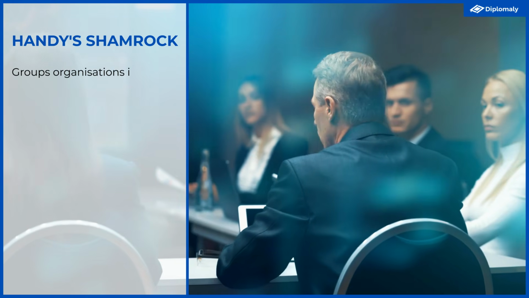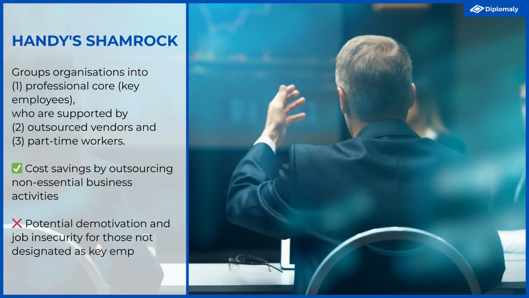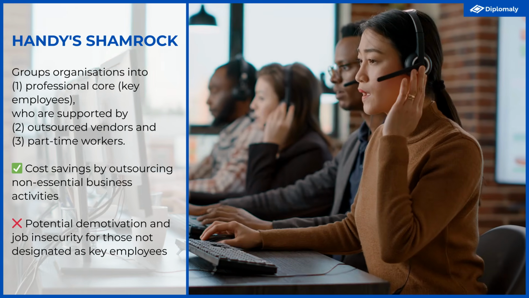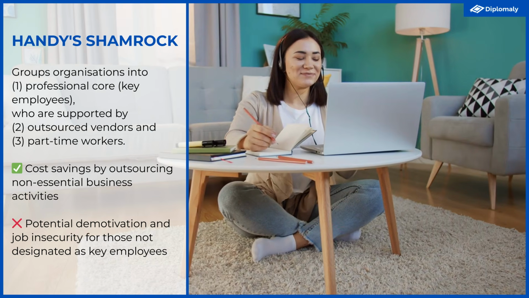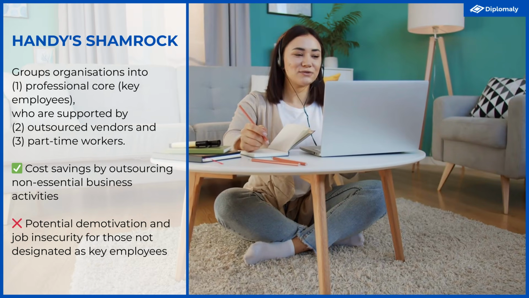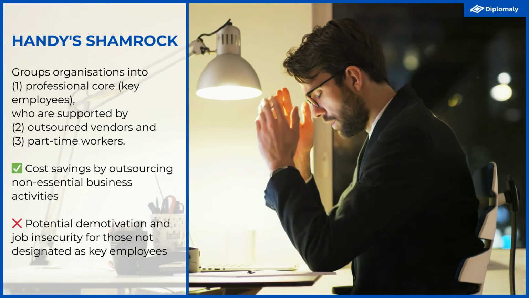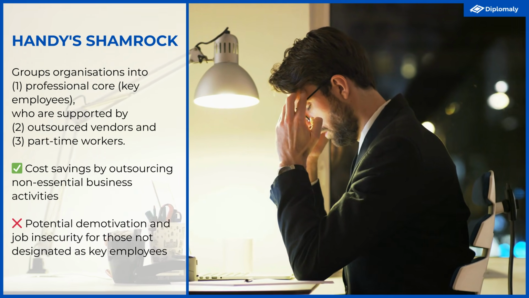The other structure is Handy's Shamrock, which groups organizations into 1, the professional core, who are key employees. They are supported by 2 outsourced vendors and 3 part-time workers. This allows for cost savings by outsourcing non-essential business activities, but also leads to potential demotivation and job insecurity for those who are not designated as key employees.